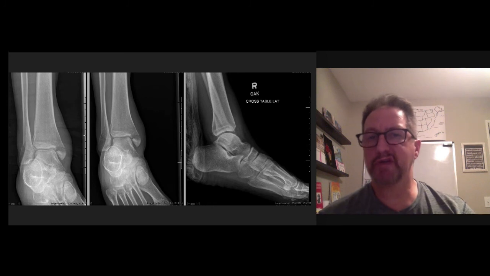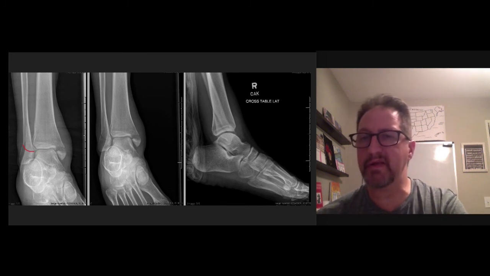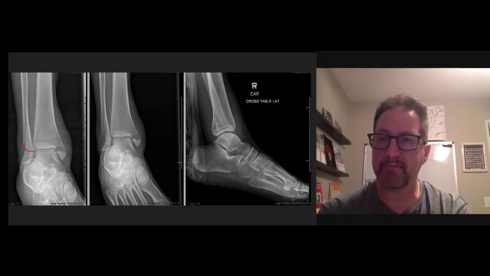So first, I want you to see, where does this ankle fracture start? Let's look at the fibula, and the fracture is right there with that red line. That's right at the level of the ankle joint. So that automatically makes this a Danis-Weber B.